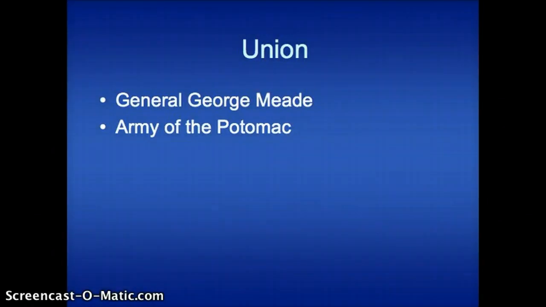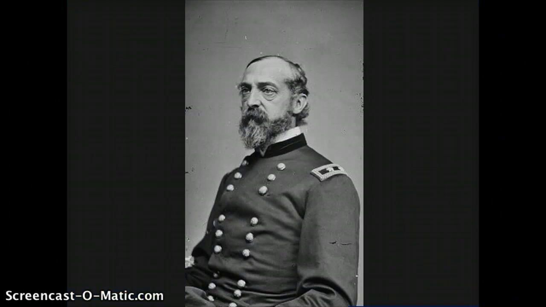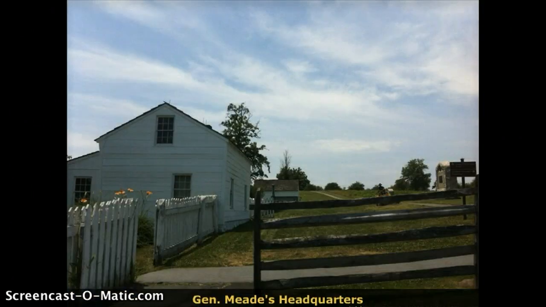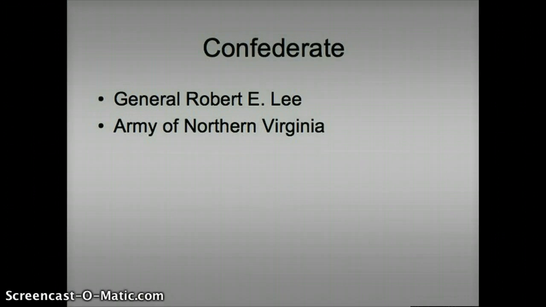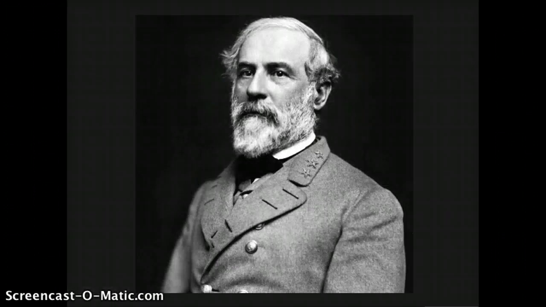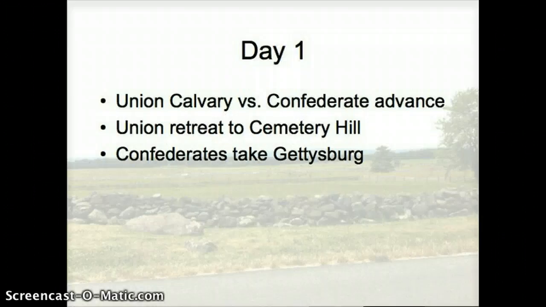So we'd go over the key players. Union, we have General Meade, here he is in all his tiredness. Here's his headquarters. Confederates, we have Robert E. Lee, here he is. Southern gentleman. And then I'd go over day 1, day 2, and day 3. They could see what happened on each day.